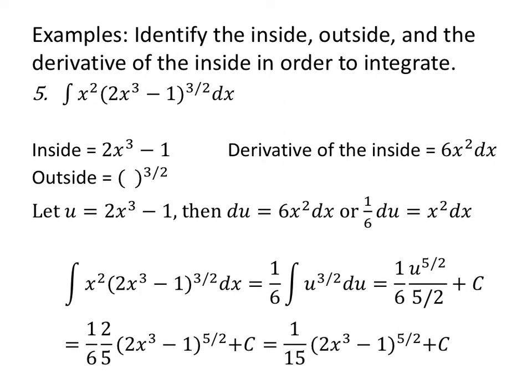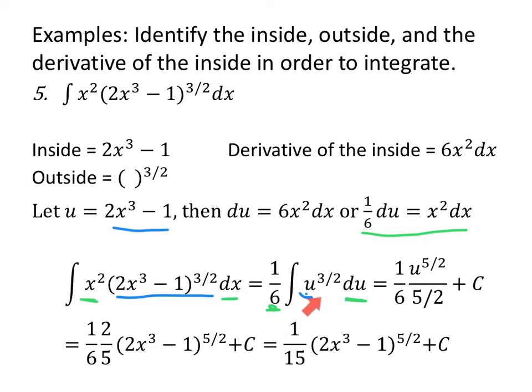I will have my u value, u to the 3/2. I have my 1/6 du. My u didn't get highlighted very much there. I only have the x squared dx part, so the 1/6 has to come out in front.